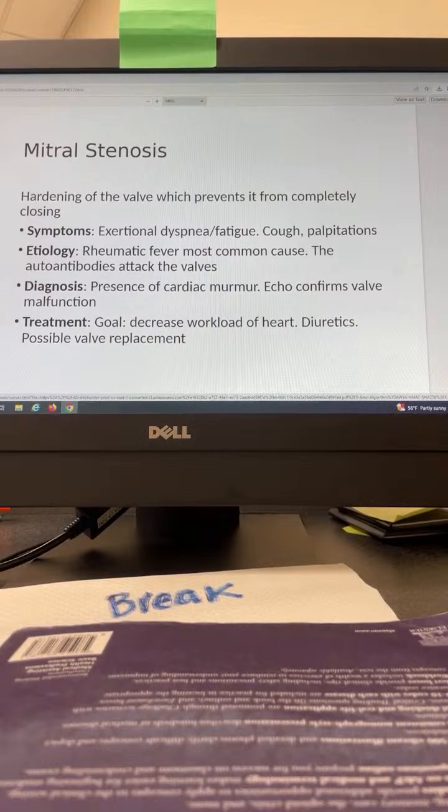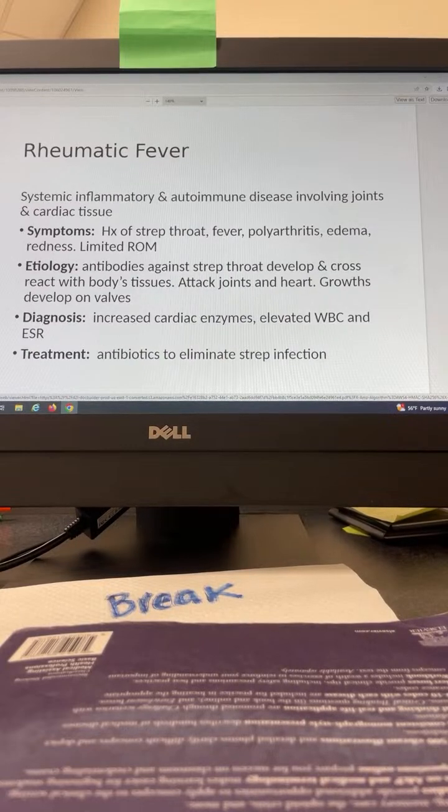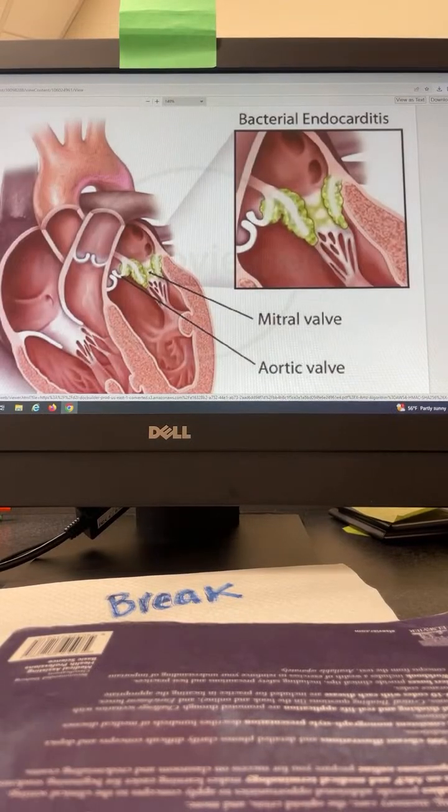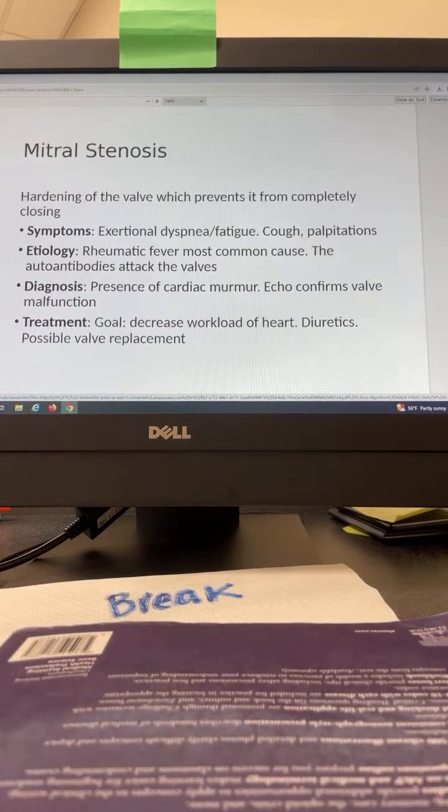What's the cause of this? Rheumatic fever is one of the most common causes, which makes sense because we talked about how the antibodies are attacking the inside of the heart, right? And it has those growths developing on those valves like this. So those valves can be damaged from this bacteria. And if it gets damaged to the point of not being able to be repaired, that's when you can have surgery to have a valve replacement, right? So rheumatic fever, because of those autoantibodies attacking those valves, damaging them.